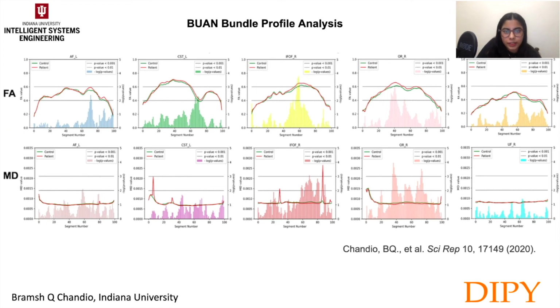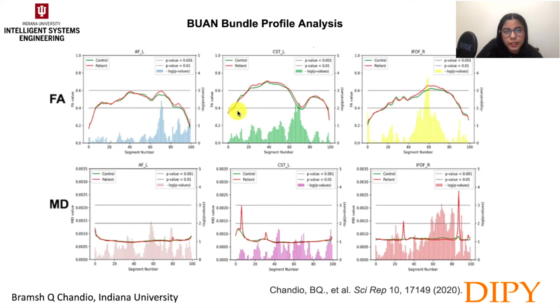So let's zoom in to some of the plots here. Here we can see we have arcuate fasciculus, CST, FOF. In the case of FA, wherever we have the higher group differences, for example, for AF, we see around 70, and if we look at what the group differences are, we see that the patient has higher FA value as compared to the controls. And we find similar trends for CST as well. Around 70, we see that FA for patient is higher.